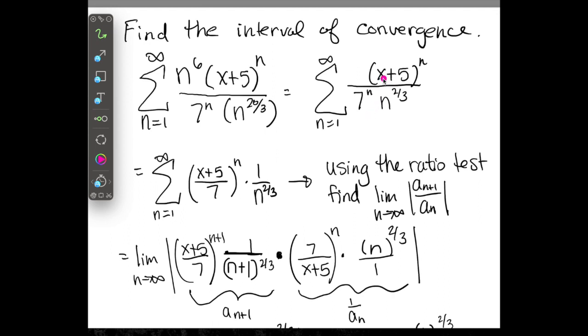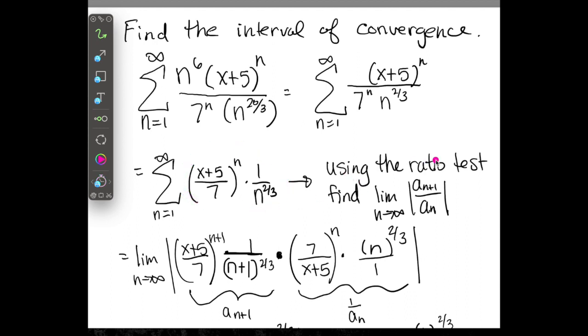The next thing I want to do is, since (x plus 5) to the n and 7 to the n have the same exponent, I'm going to take both of those expressions, x plus 5 and the 1/7, combine them together and write that all to the power of n. And then we just have to make sure we include the n to the 2/3 by multiplying by 1 over n to the 2/3. Now we have this cleaned up. It's going to be a little bit easier to see what's going on.